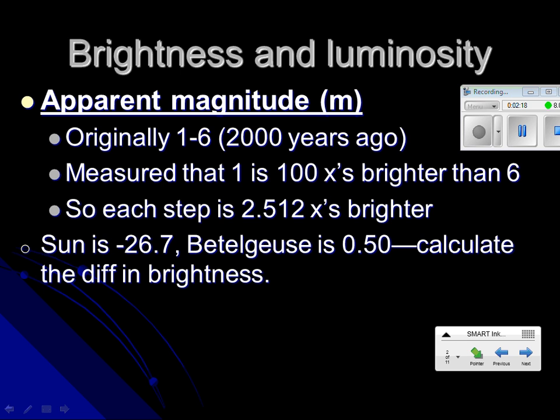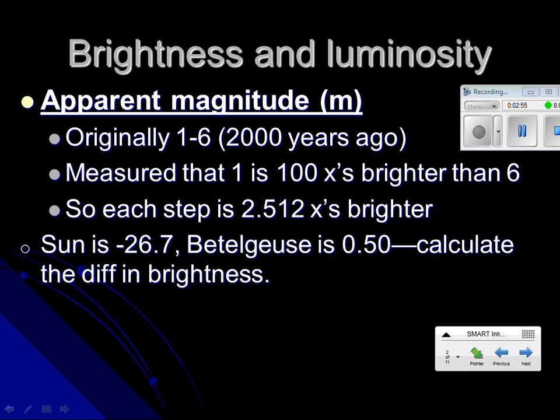So how much brighter is it? What do we do first? We figure out how many steps away they are on the scale, how many steps apart. So how far apart are they on the magnitude scale? 27.2. So they have a 27.2 difference. And then what do you do? You multiply. You raise 2.5 to that power. 2.512 raised to the 27.2th power will tell you how much brighter it is, okay?